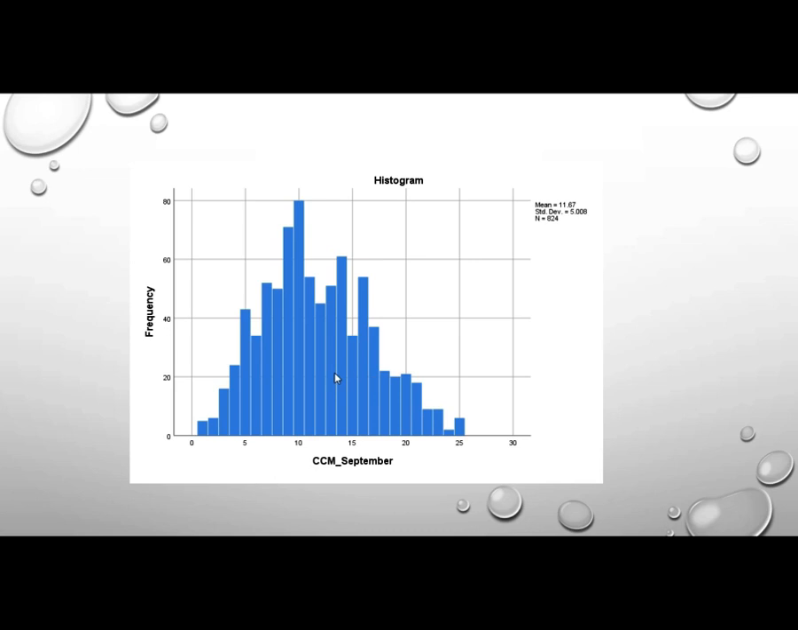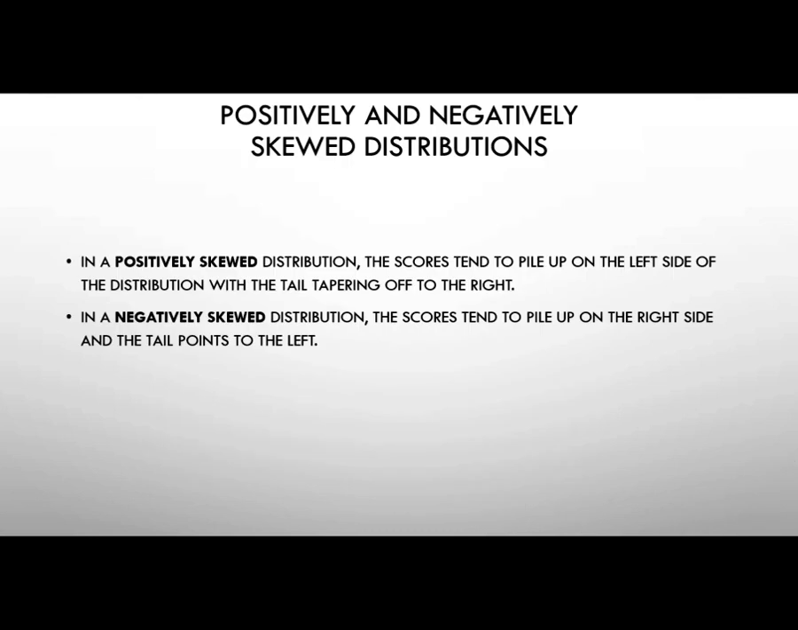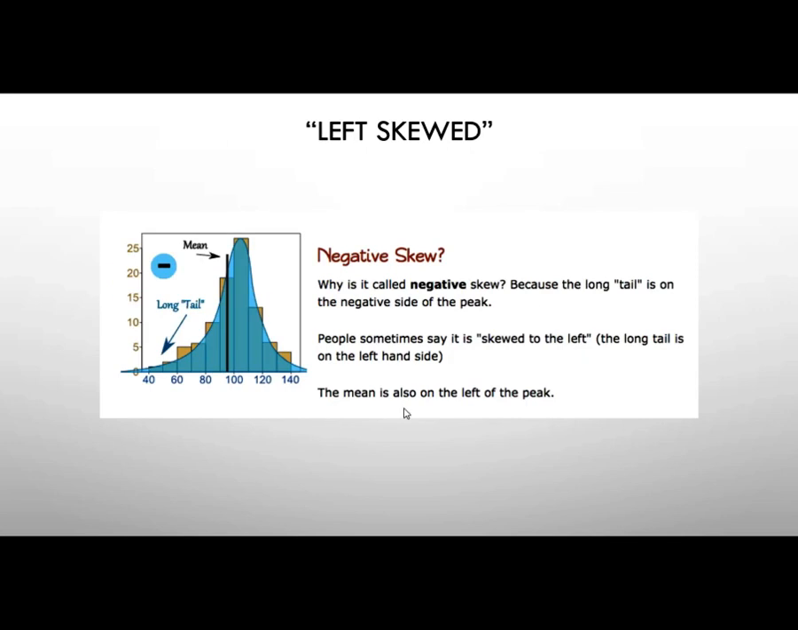I'm going to show you different types of positively and negatively skewed distributions. So in a positively skewed distribution, the scores tend to pile up on the left side of the distribution with the tail tapering off to the right. In a negatively skewed distribution, the scores tend to pile up on the right side and the tail points to the left. Okay, so what does that mean?